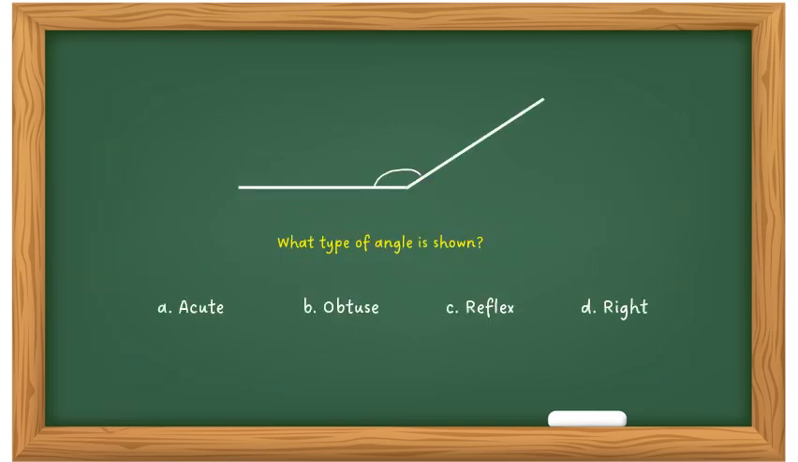Now let's see if you remember your angles. What type of angle is shown? Again, pause the video, see how you do. Think about it. So which one did you choose? Well, if you choose obtuse, then fantastic, because remember, obtuse goes between 90 and 180 degrees. So well done.